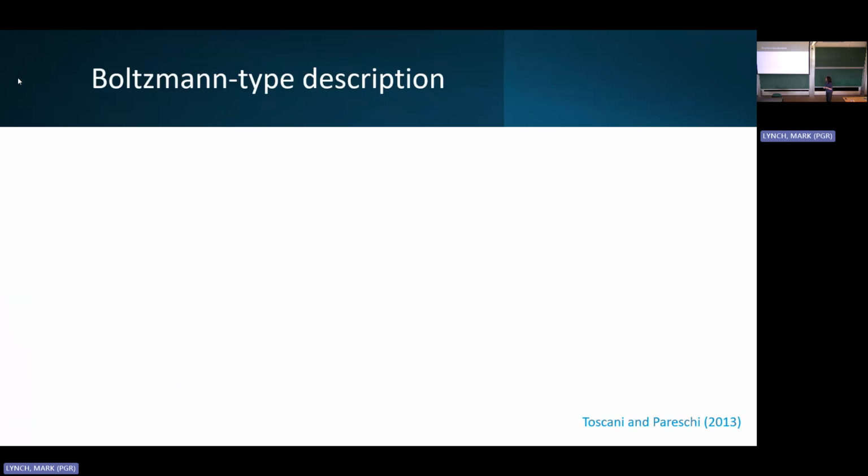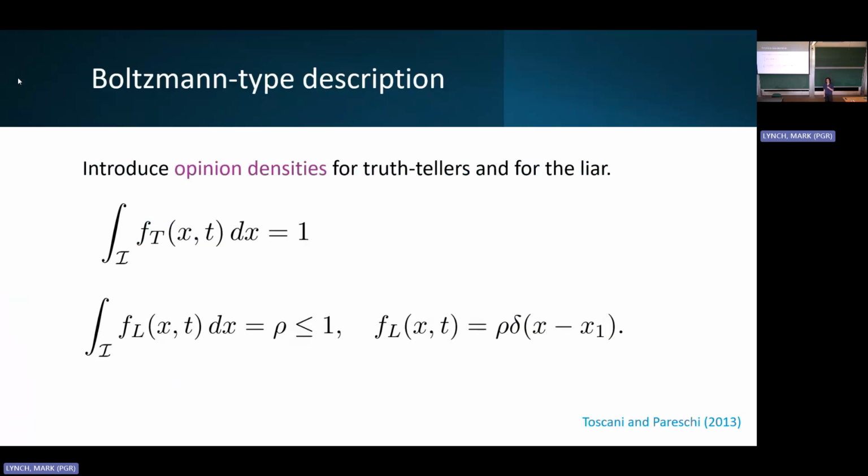Okay, so the first thing we're going to do is introduce opinion densities for the truth teller and the liar. These are normalized densities on your interval. So it tells you the probability of being at a certain opinion at a certain time. For the truth tellers, we normalize that to 1. For the liars, we normalize it to some rho, less than 1. This is a parameter that we want to be able to vary. It basically talks about the relative influence of the liar, so how much the liar influences the population compared to how much the truth tellers influence each other.